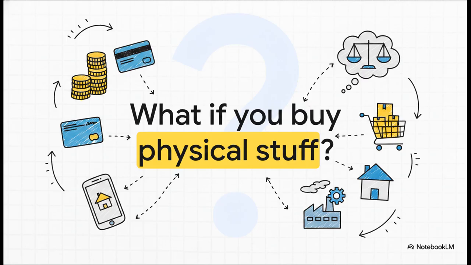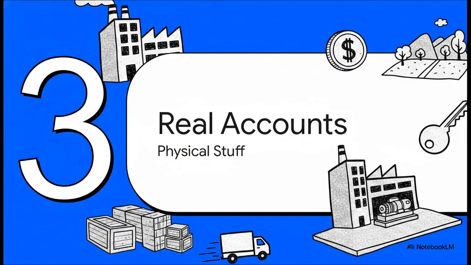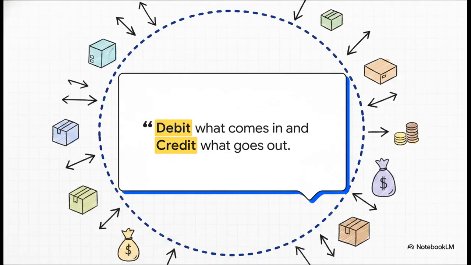So that perfectly covers human interactions and the flow of value between people. But a business isn't just people, is it? What happens when we introduce objects into the mix? How do we maintain our ecosystem's balance when tangible, physical stuff is involved? That brings us to section 3, real accounts, physical stuff. When we're dealing with physical property and assets, the rule becomes incredibly visual.